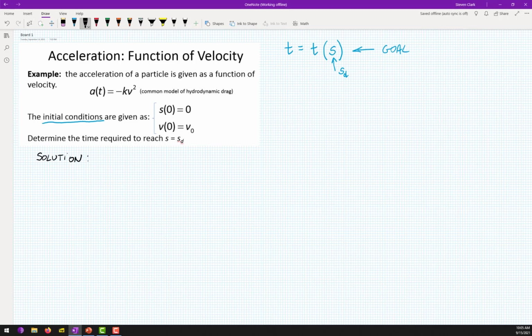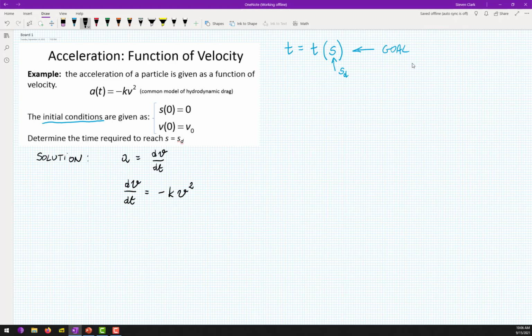Solution. We know that our a, by definition, is the first time derivative of velocity. So I will plug this into the very top equation, and we will have dv/dt equal to minus k v squared. Guys, you see well, yes? Even people in the last row, the font size is okay? Great.